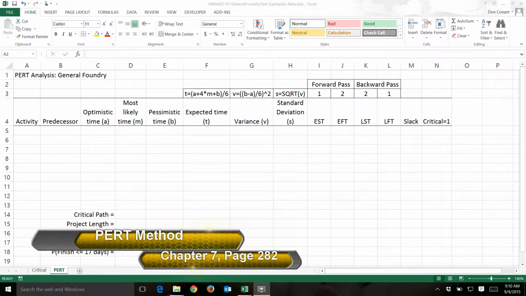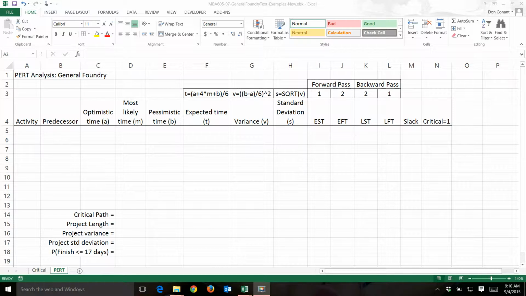Continuing with the GeneralFoundry problem, we have data now for the PERT analysis. To do that, we need 3 additional estimates of time. We need an optimistic time, in other words, our best guess; a most likely time, perhaps we have some experience at this, so we have an average sense of what it should take; and a pessimistic time, our worst case scenario within reason. It has to be something that is not an outlier to this process, but a pessimistic time.